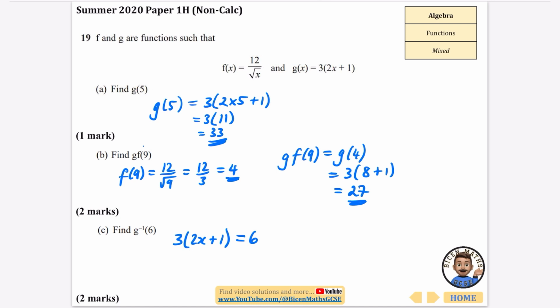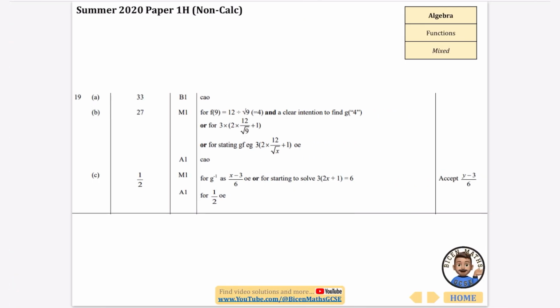You could expand the brackets if you wanted to. I'm actually going to divide both sides by 3. If I divide both sides by 3, I get this. And then I'm going to subtract the 1. Give myself a little bit more space, is what I'm also going to do. And then I'm going to divide by 2, so that x is equal to a half for that last bit. Okay, let's double check we've got these right.